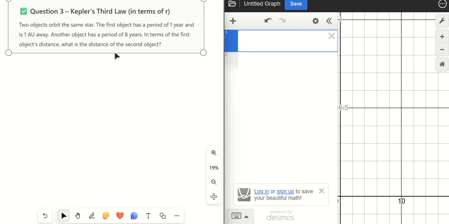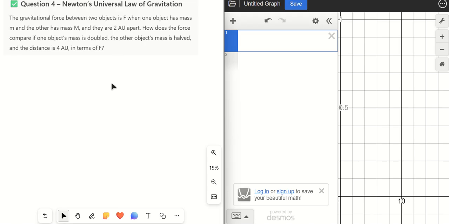And let's read over it. Okay, Newton's law of universal gravitation. The gravitational force between two objects is F. When one object has a mass m and the other has a mass capital M, they are 2 astronomical units apart. How does the force compare if one object's mass is doubled, the other object's mass is halved, and the distance is 4 times? And we want to give our answer in terms of that initial force.